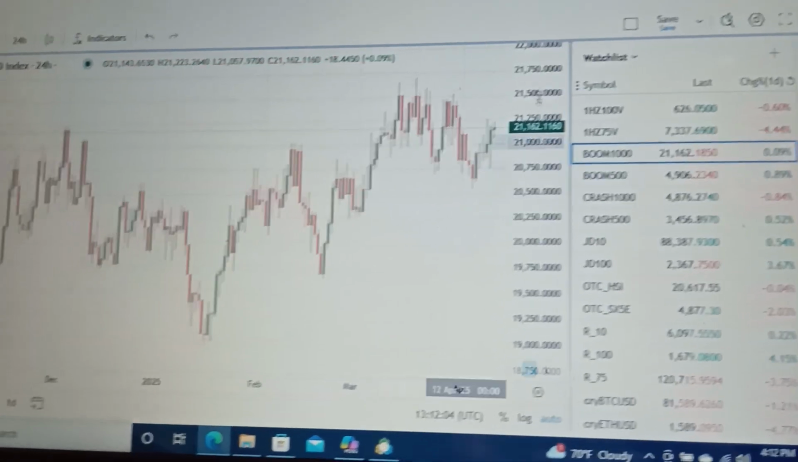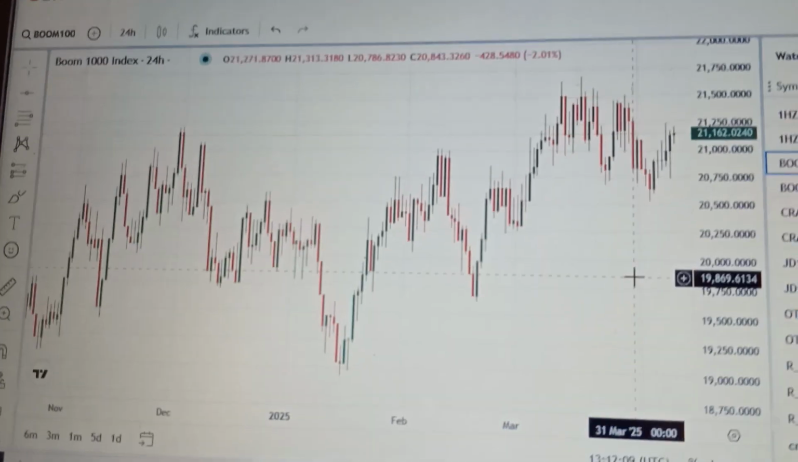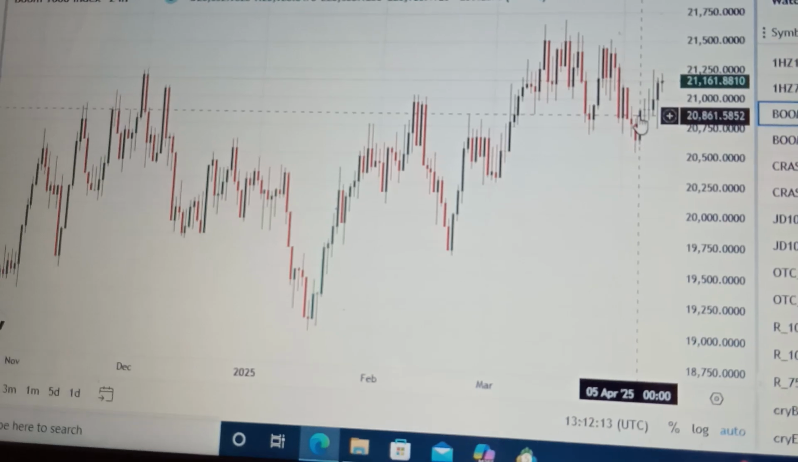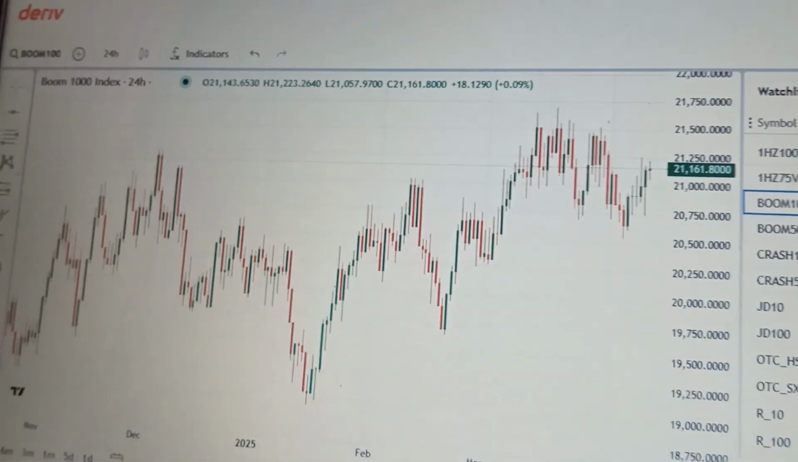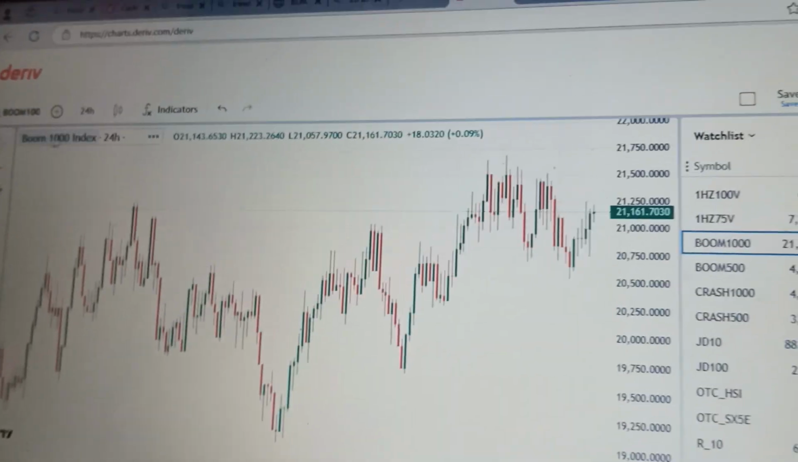On Boom 1000, we're having a series of bullish candles. For the last how many days have we been having bullish candles? That is 1, 2, 3, 4, 5, 6. Today is the 6th day. We're having bullish momentum on the Boom 1000, guys.